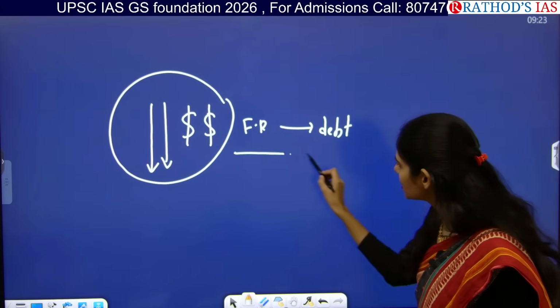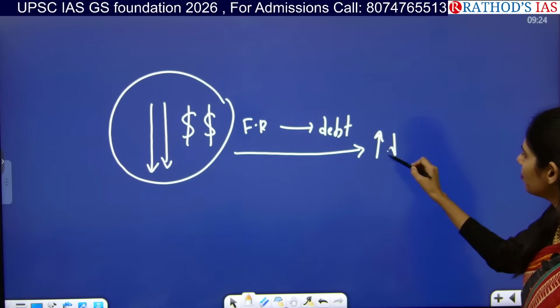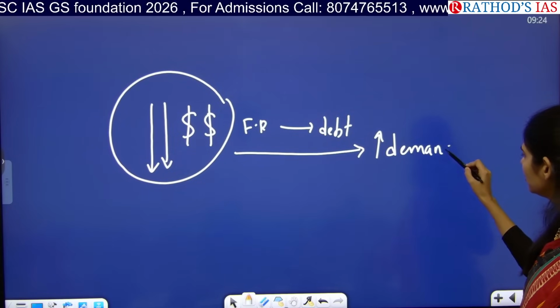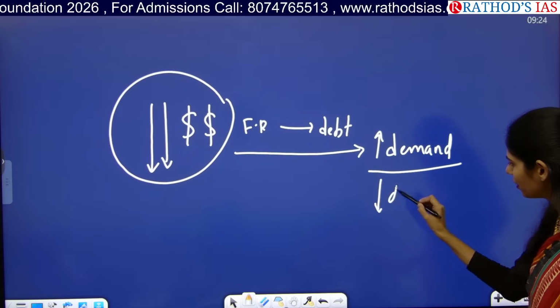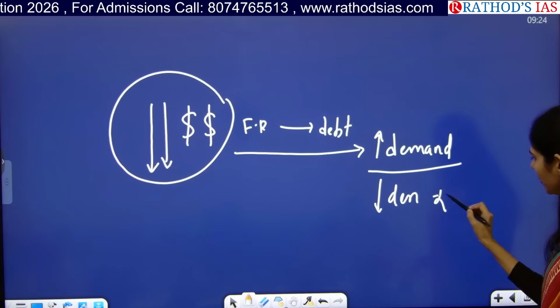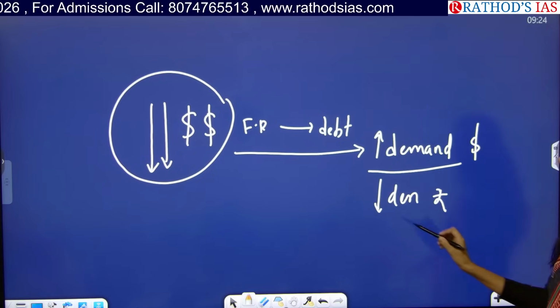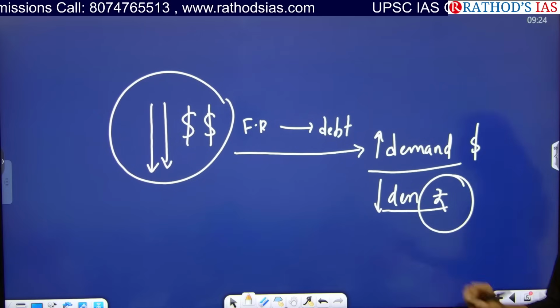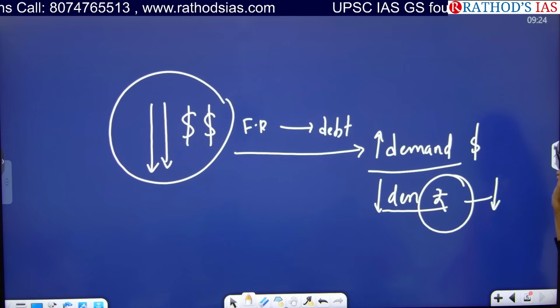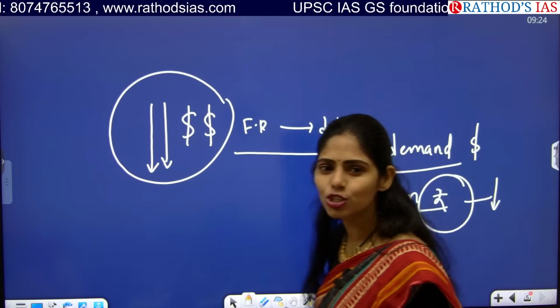So what happens here? There will be increasing of demand for dollars. That means there is decreasing of demand for rupee. For dollars demand is increasing, for rupee demand is decreasing. That means what happened? The value of rupee will be decreasing, right? So that will lead to depreciation.